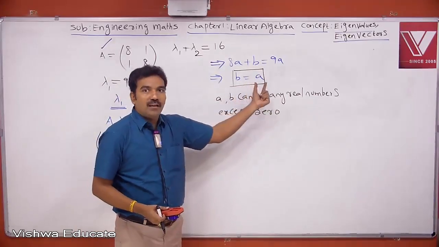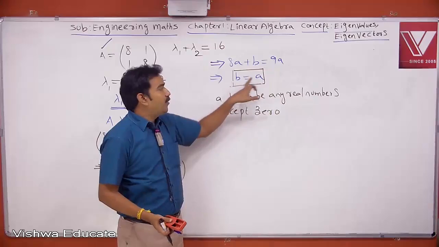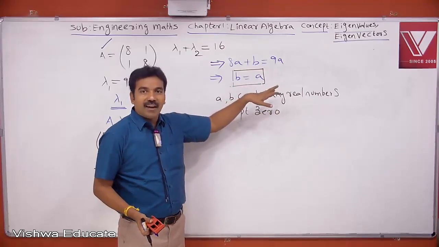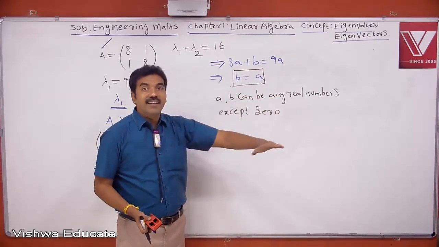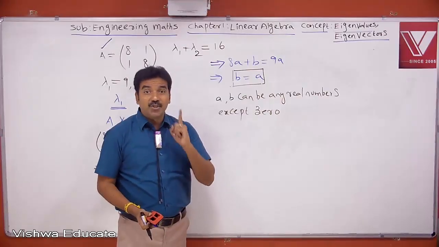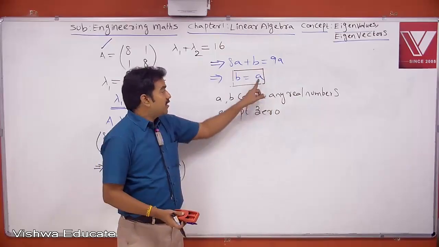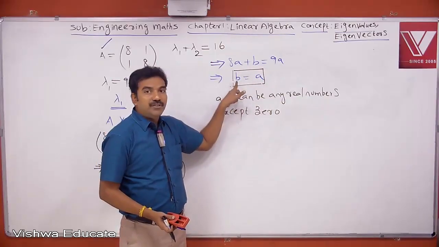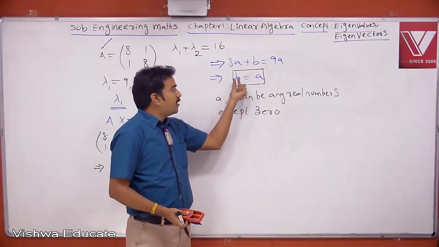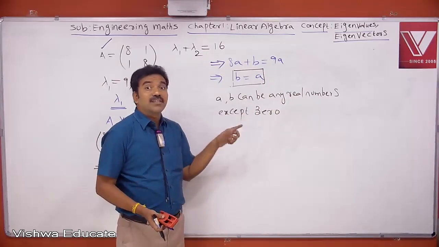So here B equal to A. I can write 0 equal to 0. Logically, this is true. 1 by 2 equal to 1 by 2. 7 equal to 7, like this. So I don't have any restriction on the values of A and B except at 0 moment. What happens if I assign 0 for A? If I assign 0 for A, then B will be 0. If I assign 0 for B, A will be 0. Therefore, A and B can be any real numbers except 0.